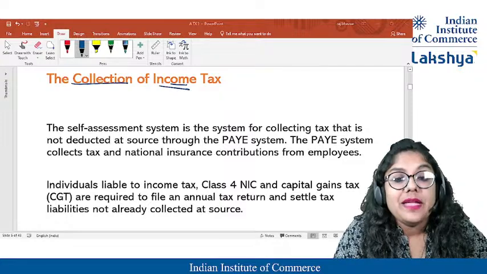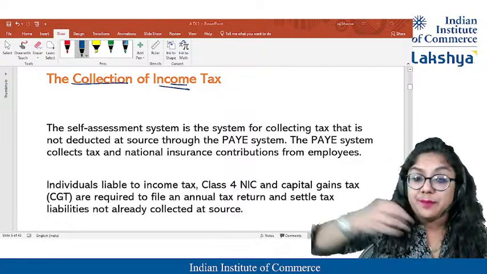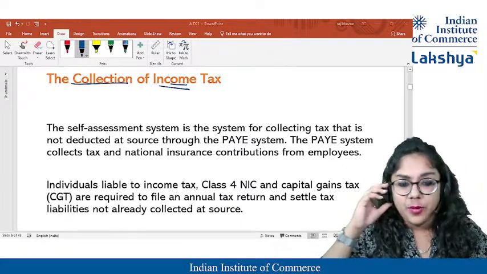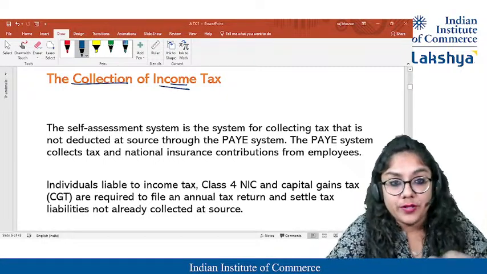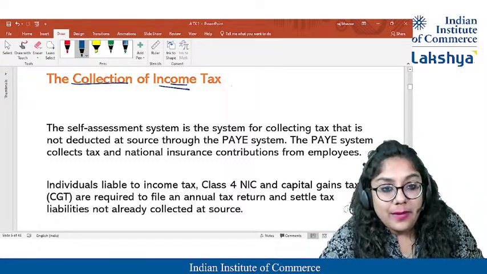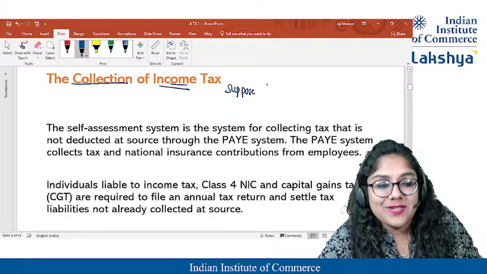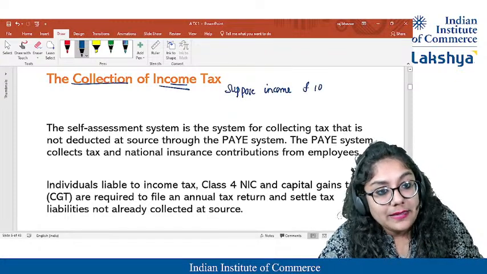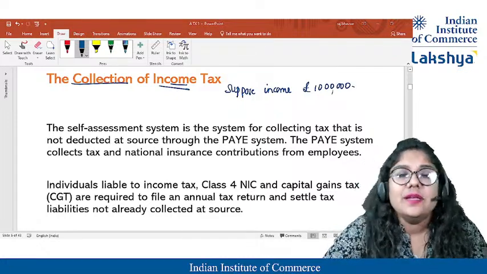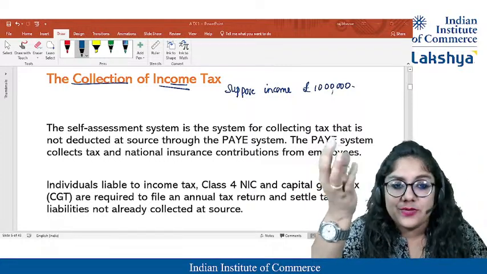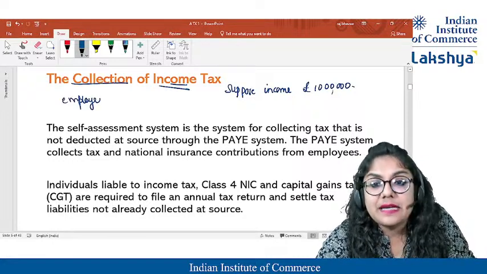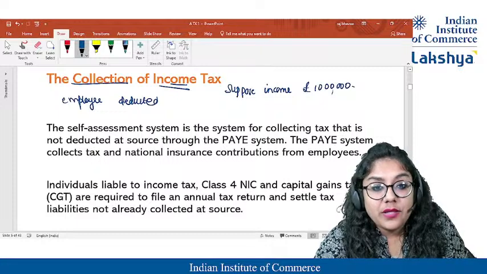For example, some person is paying me some money, let's say I am doing a job somewhere, and my income exceeds some amount. I was supposed to get an income of, let's say, pound 10 lakhs. But my employer thought, if he gives me the income, I will file the income tax return, and it is better if things get processed earlier. So my employer has deducted some amount in the name of PAYE.